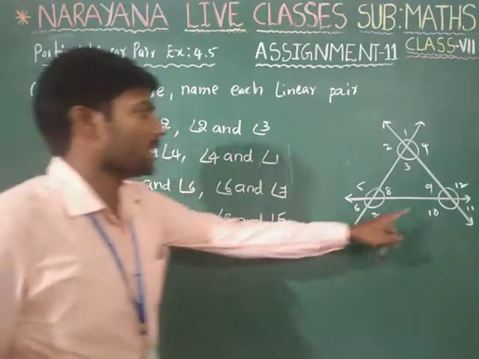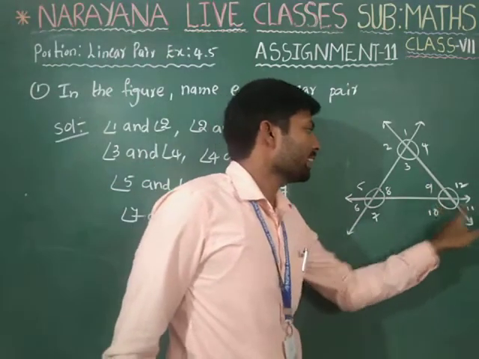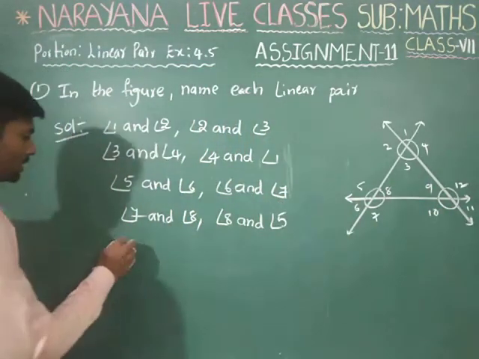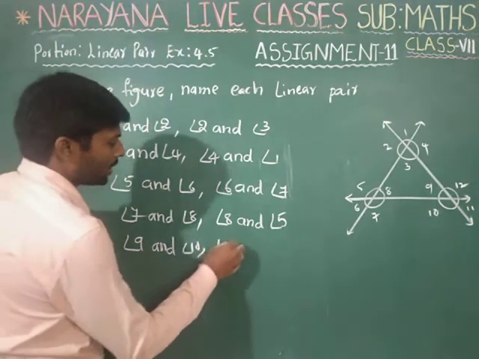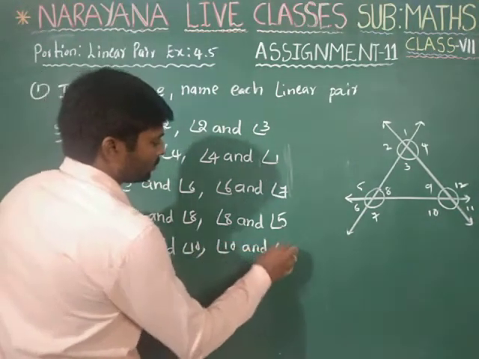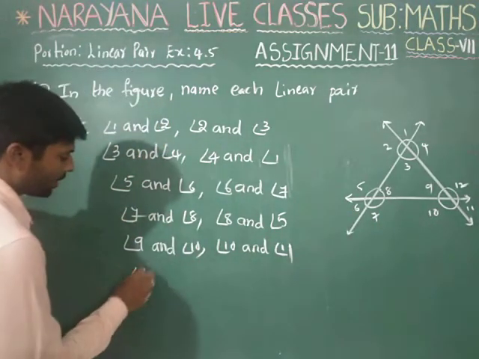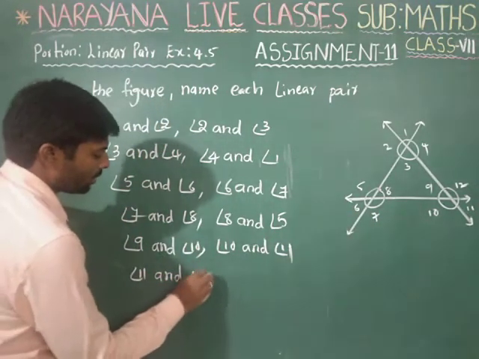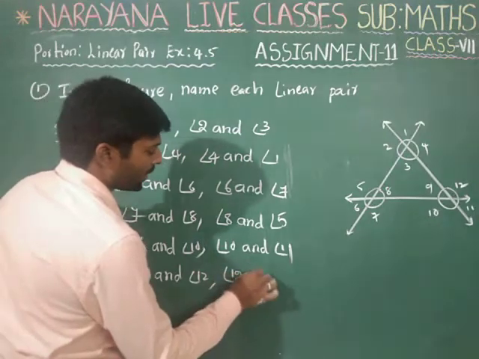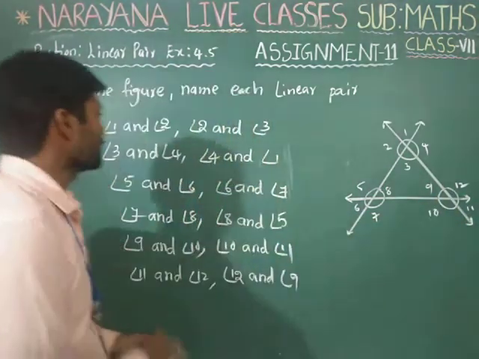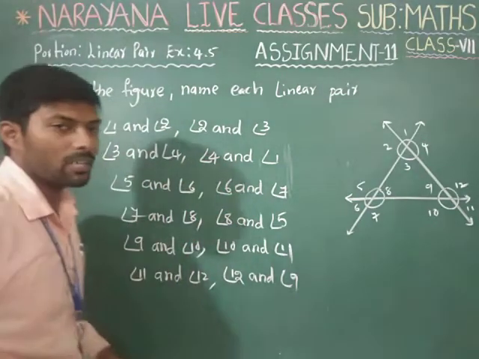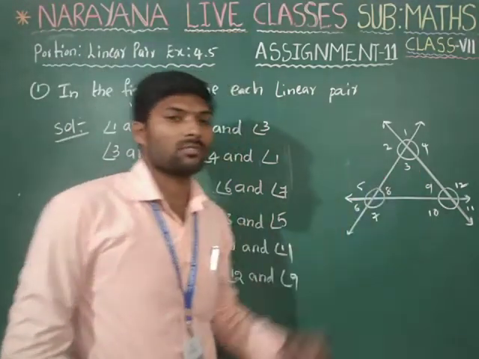Next we will take this point. Angle 9 and 10, and angle 10 and 11 can form a linear pair. That is angle 9 and angle 10. Next, angle 10 and angle 11. Next, angle 11 and 12 can form a linear pair. Finally, angle 12 and angle 9 also. So totally 12 linear pairs can be formed by this figure.